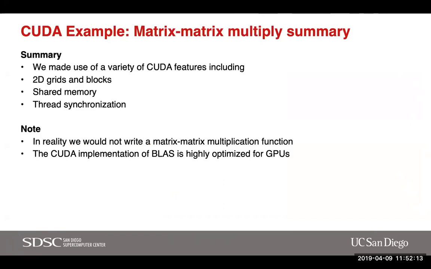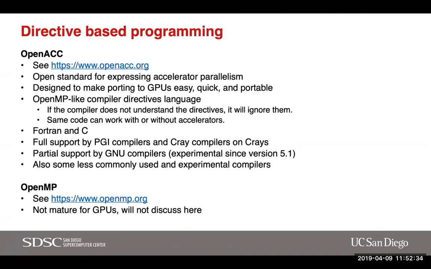But of course, you wouldn't do that, right? So in this example we have used a few CUDA features, and that's a very typical example of how you would write CUDA code. But in reality, for matrix multiplication, of course, we would just use the CUDA implementation of BLAS, which is highly optimized for GPUs. So I think that was the last slide about CUDA.